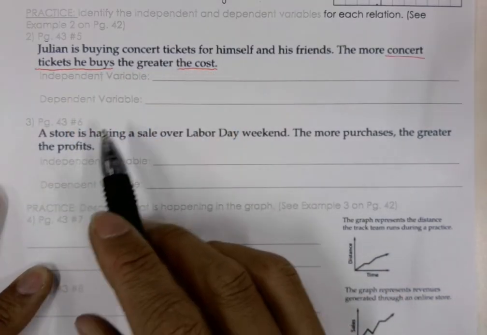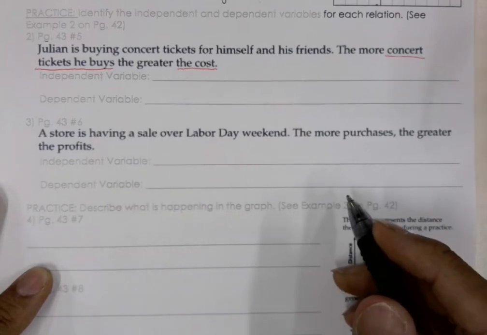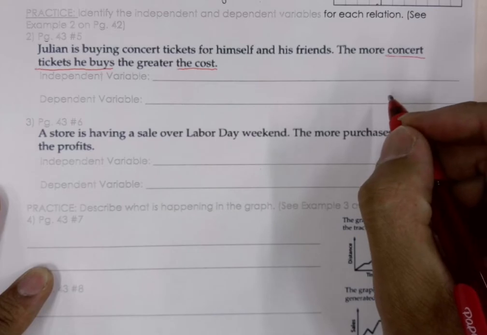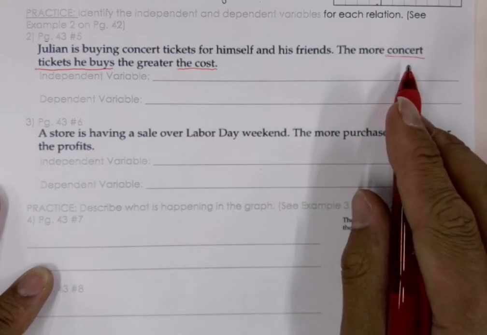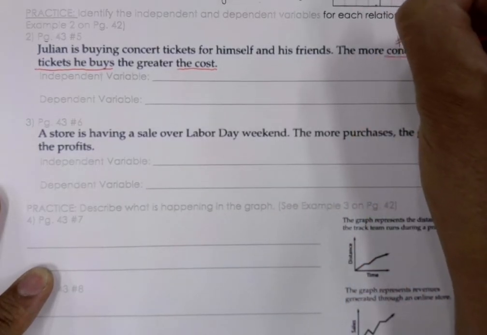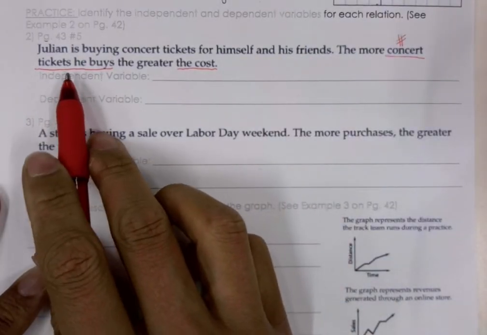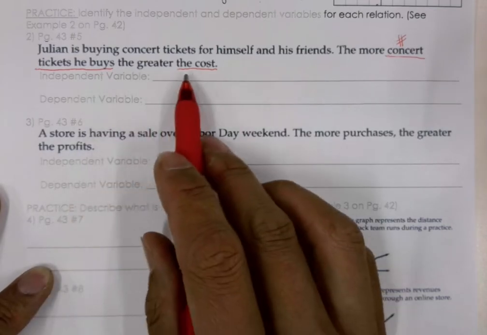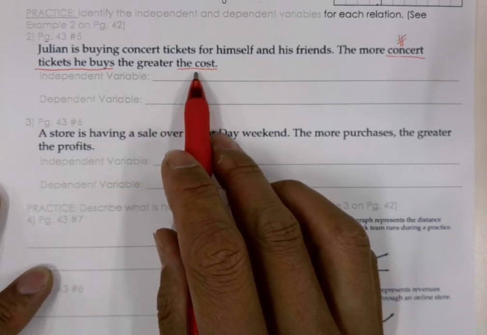The first step to solving this problem is to identify what are the variables in the situation. And the first variable is the number of concert tickets that Julian buys. The second variable is the cost for those concert tickets.